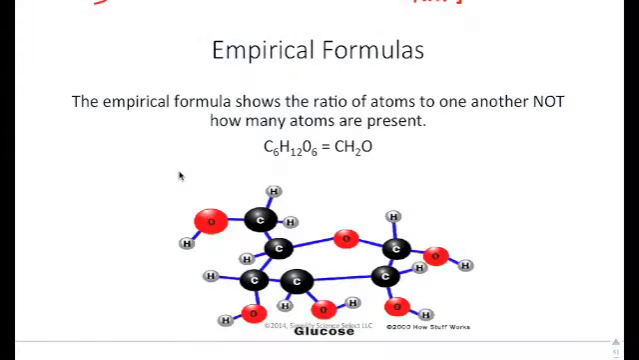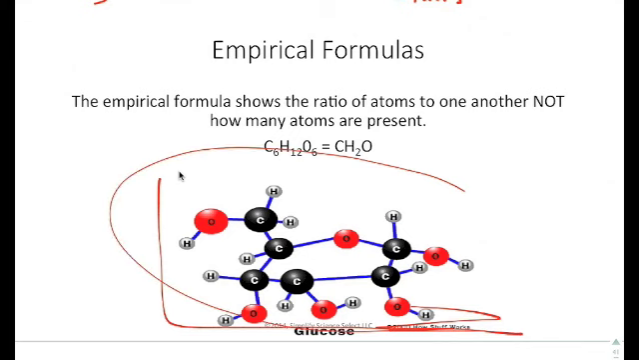The next idea we need to explore is the empirical formula. The empirical formula shows the ratio of the number of atoms that are present, not how many there are. So one of the most famous molecules you'll work with is glucose. And whenever you have glucose, you can say glucose is C6H12O6, and that's the correct formula.